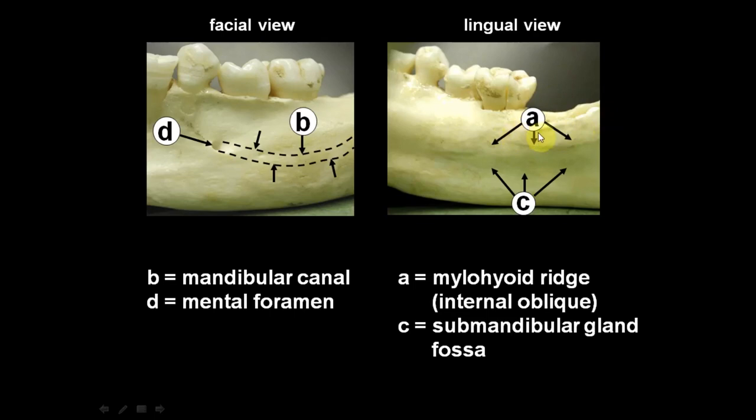The mylohyoid ridge, as the name says, is called so because of the mylohyoid muscle attachment to this ridge. Then inferior to this mylohyoid ridge, there's a depression wherein your submandibular gland is located. This location of the submandibular gland is called the submandibular gland fossa.